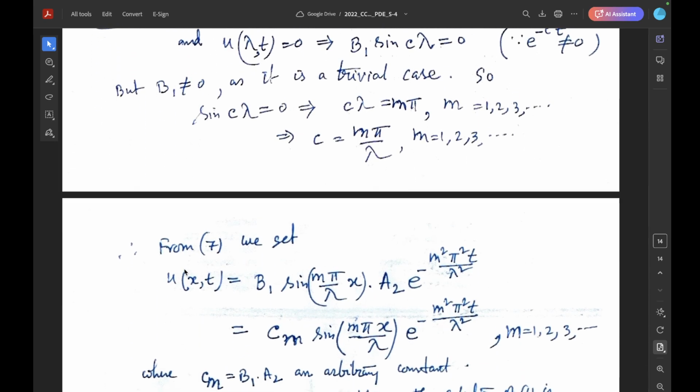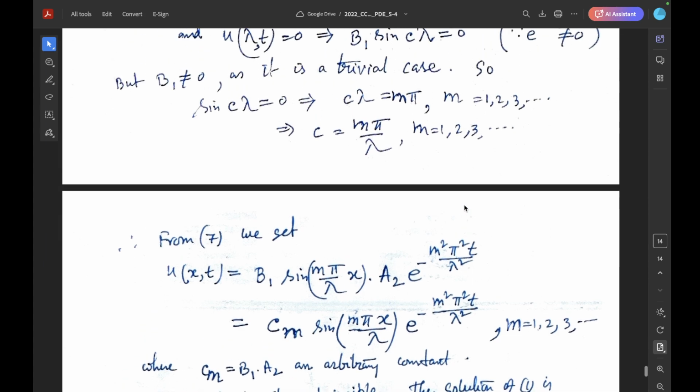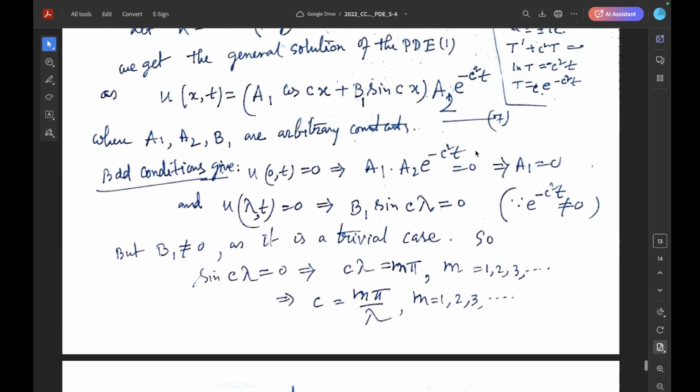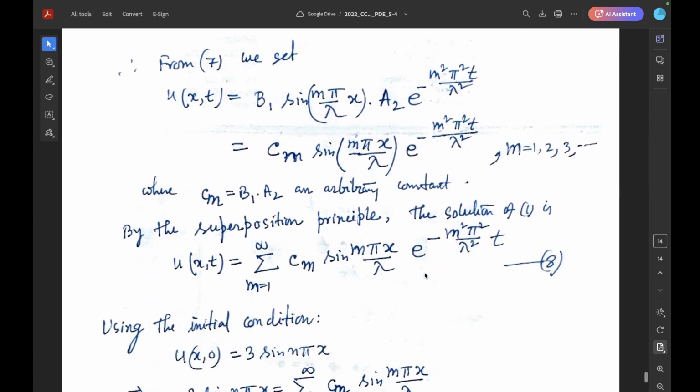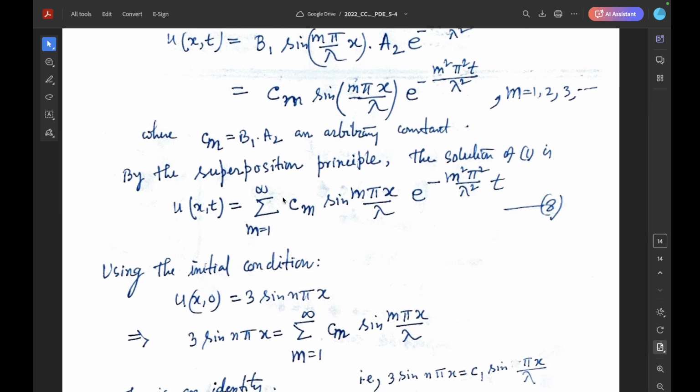From 7, we get u(x,t) equal to b1 sine m pi x by lambda into a2 e to the power minus m square pi square t by lambda square. We put here c equal to m pi by lambda, and c square is m square pi square by lambda square, where b1 into a2 equal to cm, say; cm arbitrary constants, m equal to 1, 2, 3. So by the superposition principle, the solution of 1 is given by u(x,t) equal to summation m equal to 1 to infinity cm sine m pi x by lambda into e to the power minus m square pi square by lambda square into t, equation 8.